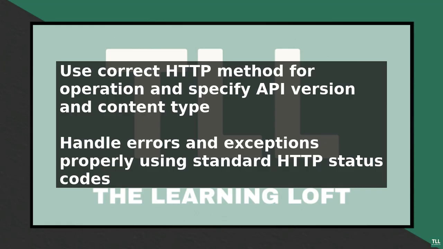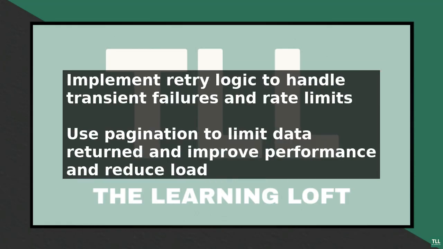The Azure Synapse REST API returns standard HTTP status codes to indicate the result of a request. You should check the status code of the response and handle any errors that occur. In addition to handling errors, you should also implement retry logic to handle transient failures.